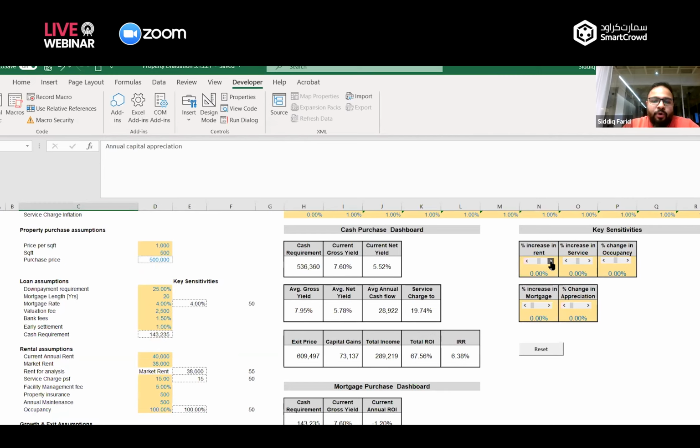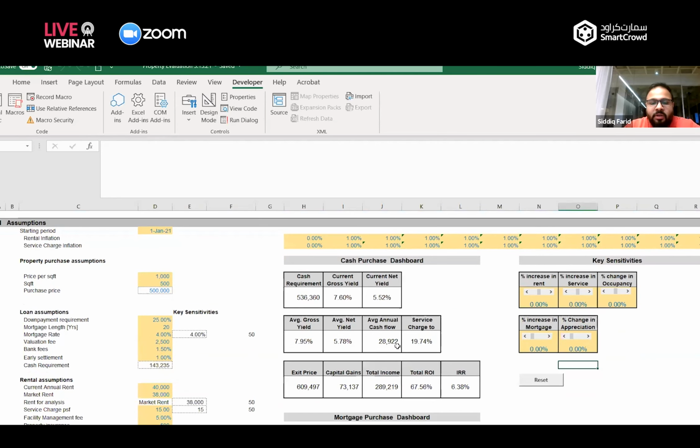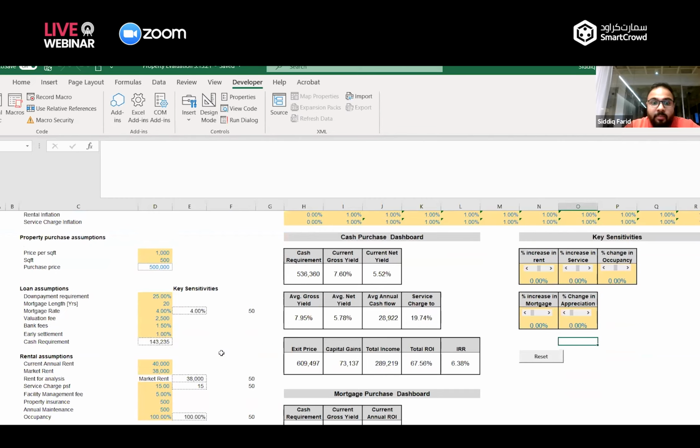If my rent were to increase by 5%, what will happen to my returns? If my service charges were to decrease by 5%, what will happen to my return? If my occupancy went down, what will happen? If my mortgage interest rate went up, or my appreciation went up or went down, what will happen to my returns? Etc. You have that functionality to play around with it to get the results, and you can always reset back to zeros to see what the returns are, and these are all variables. So this is a tool. The best thing to do is build it yourself.